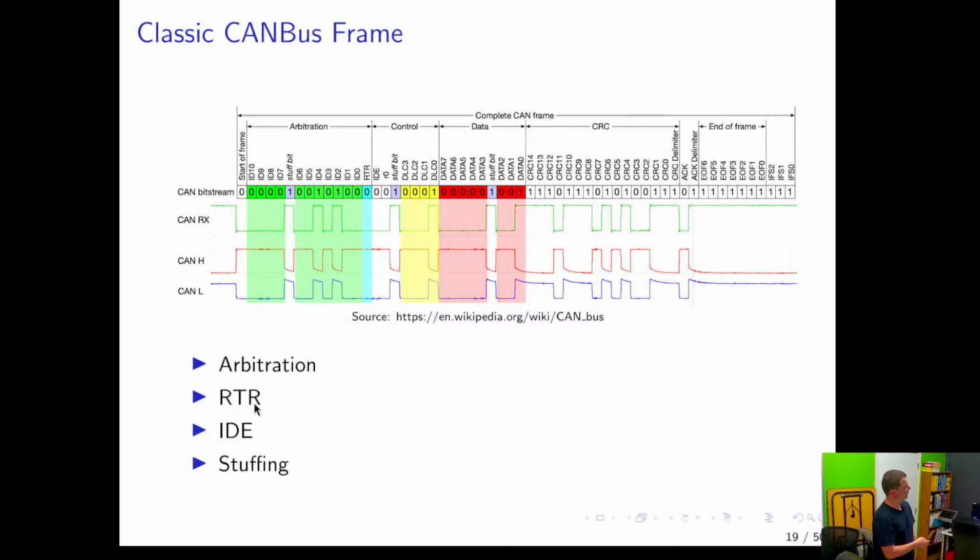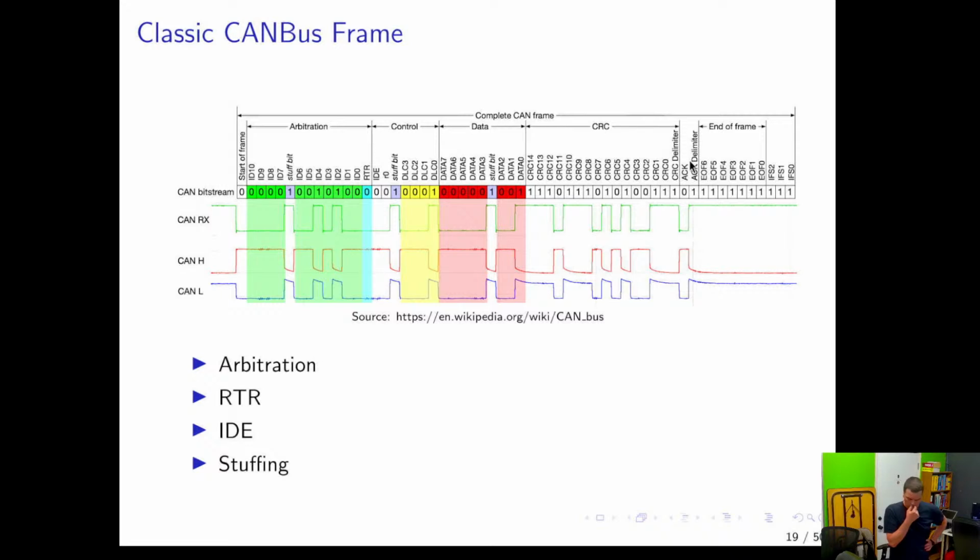Okay. There's one more field, arbitration. This arbitration field is where the collision detection takes place, and I have a second slide that explains it slightly better. There was one more point here. This is a reserved field for extending the protocol, and IDE here is if we're using standard or extended ID. And the last thing is this ACK bit here.